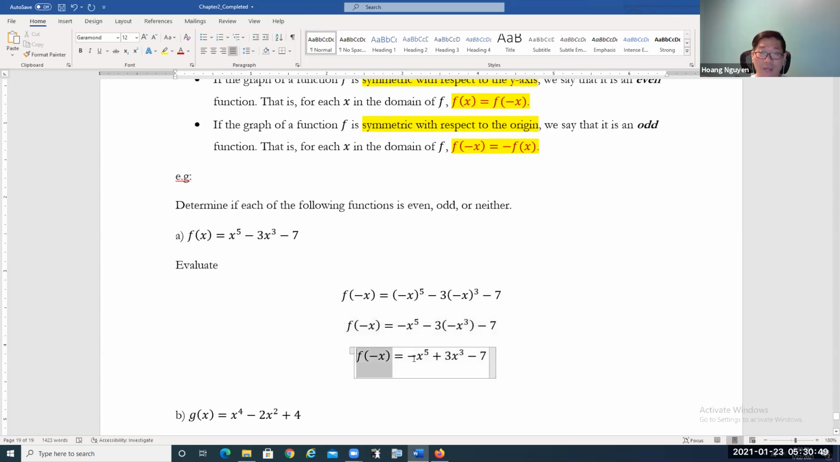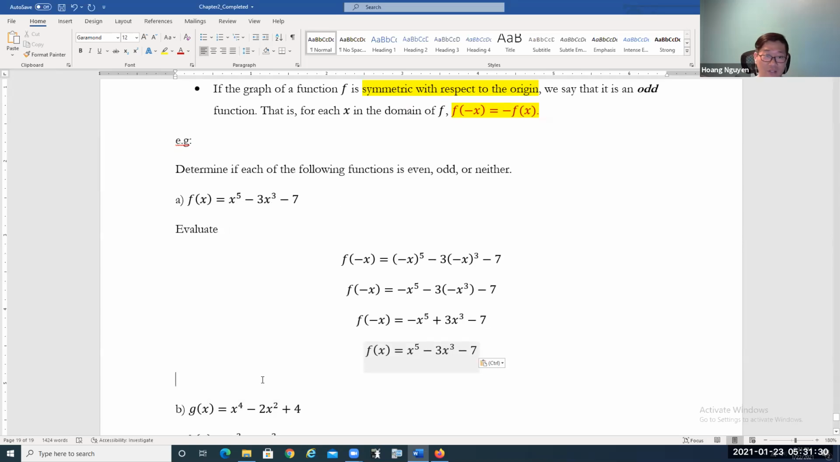Now we evaluate f of negative x right here, and we're gonna compare it with the original. Do they look the same? If f of negative x equals f of x, is it true? No, right? Let me copy the f of x over here so you can compare, that's easier. This is the function f of negative x, and we have f of x over here. So f of negative x is not equal to f of x, because the terms are not matching. This is negative, positive; this is negative, positive. So this is your first conclusion.